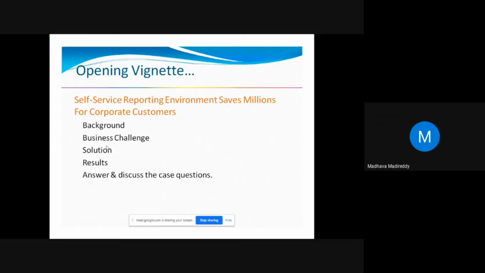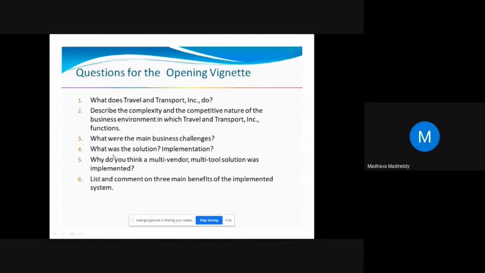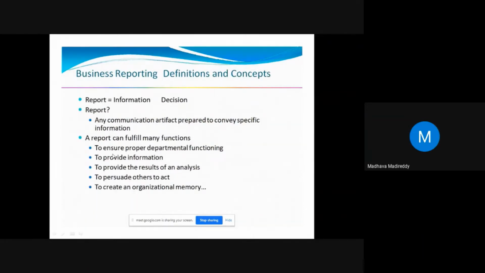For starters, let's look at this. A self-service reporting environment saves millions for corporate customers. So we shall discuss this in our discussion session.